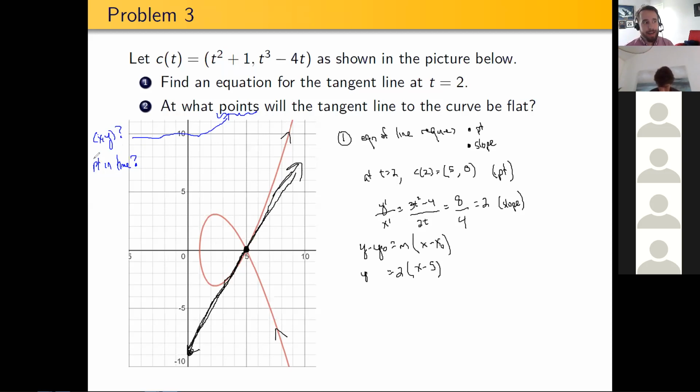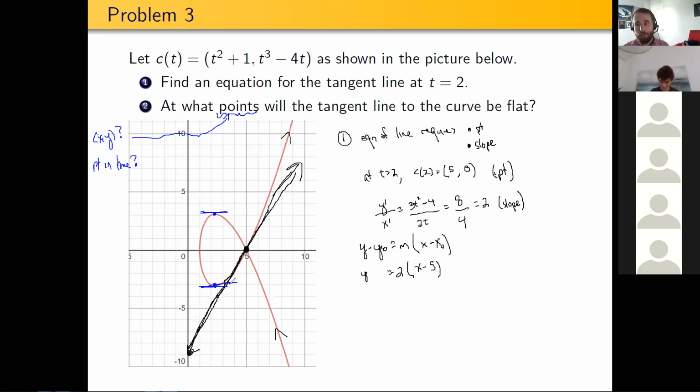So at what points will the tangent line to the curve be flat? Well, visually, I can see that there are 2 points. There's going to be some point right around here, and then there will be some sort of parallel point or mirrored point down here, right? Those are the 2 points in which the tangent line will be flat. But how do we actually go about finding those points?